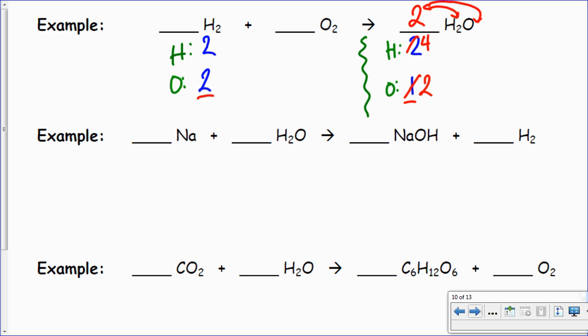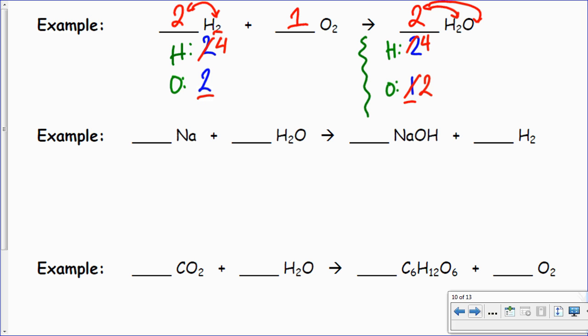Left side, what can I do to get 4 hydrogens? Well, they come in packages of 2. If I put a 2 out in front, 2 times 2 turns to 4. So now I have 4 hydrogens. I didn't change my oxygen, so now I got 4 hydrogens on the left, 4 hydrogens on the right, 2 oxygen on the left, 2 oxygen on the right. I am now a balanced equation. So I can put the coefficient of 1 in for O2 because that's what it was all along.